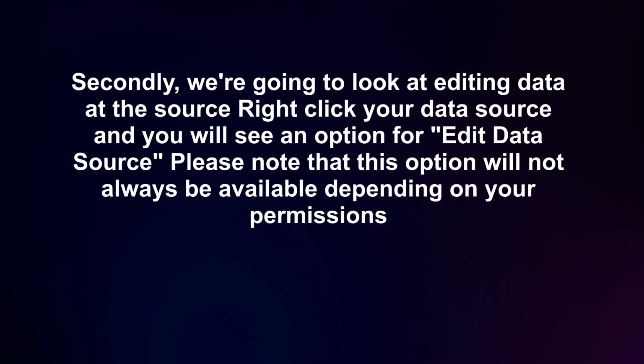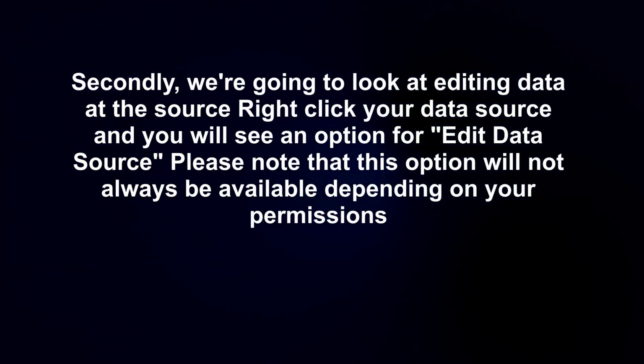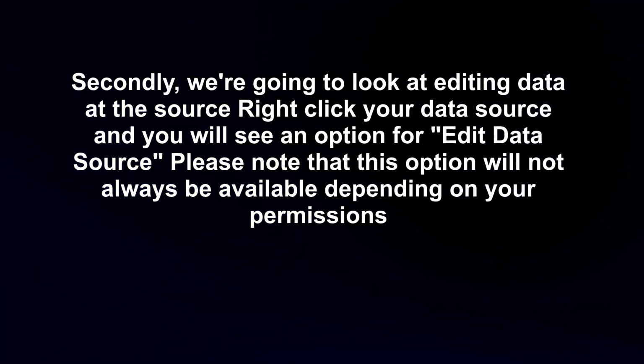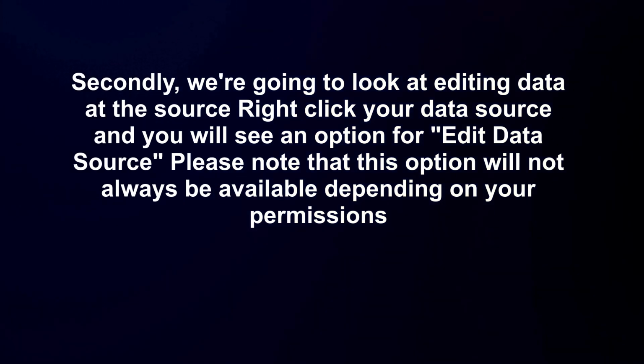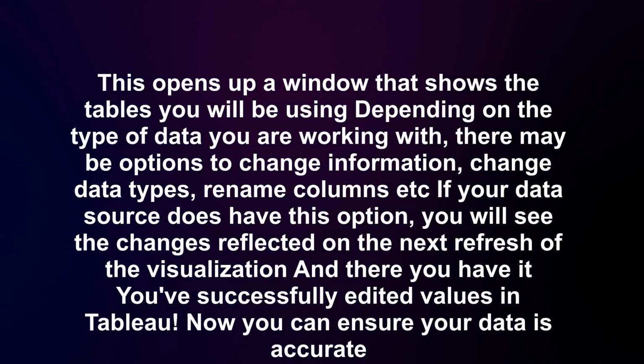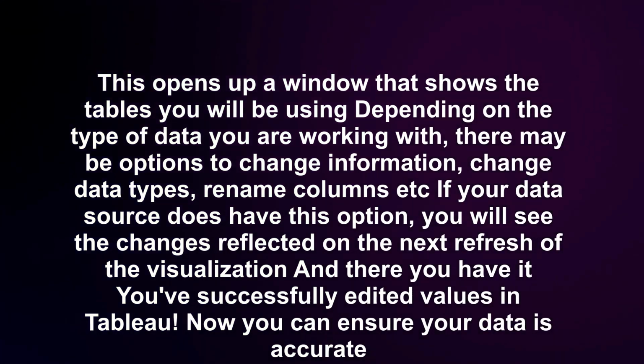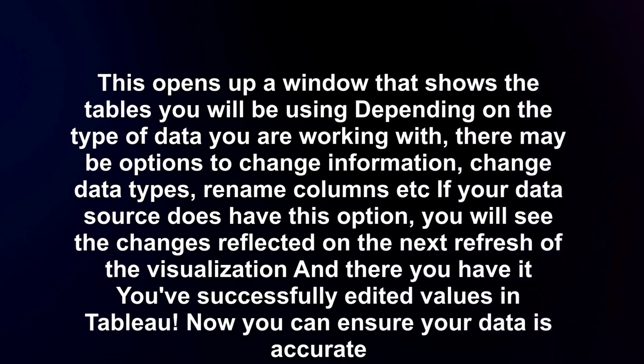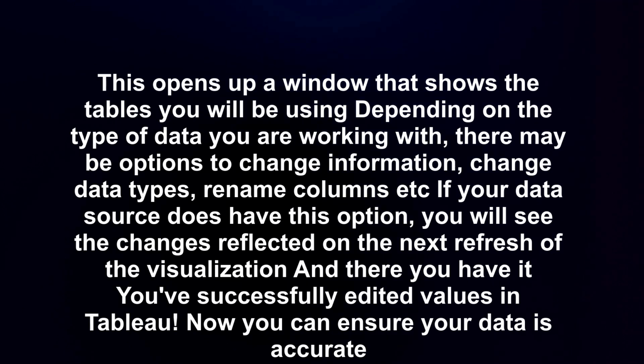Secondly, we're going to look at editing data at the source. Right-click your data source and you will see an option for Edit Data Source. Please note that this option will not always be available depending on your permissions. This opens up a window that shows the tables you will be using, depending on the type of data you are working with. There may be options to change information, change data types, rename columns, etc.